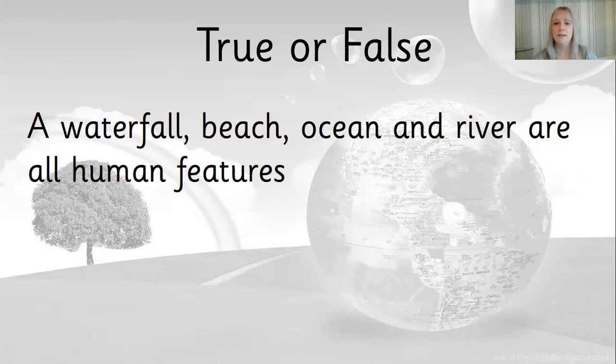A waterfall, beach, ocean and river are all human features. So just have a think. Are these made by people or are they naturally there? Are they physical?